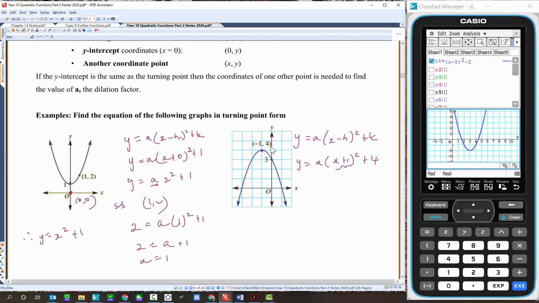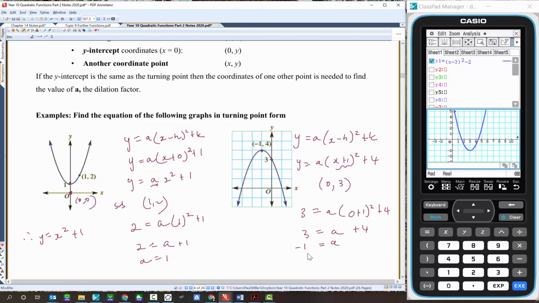Now some students notice that this parabola here has been reflected, so they stick a negative sign straight away in front of the a. But actually what will happen is we're going to now sub in another point. Here's our point that we're going to put in. So when x is 0, y is 3. So let's pop that one in. 3 equals a, 0 plus 1 all squared plus 4. 3 equals a. That's going to be 1 squared, which is 1, plus 4.